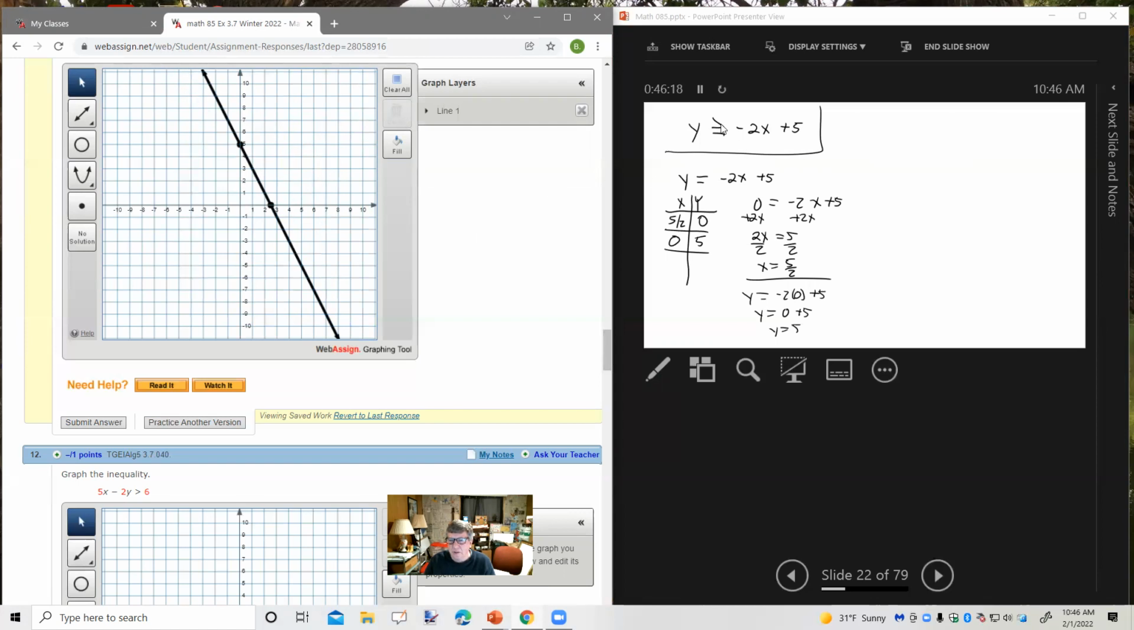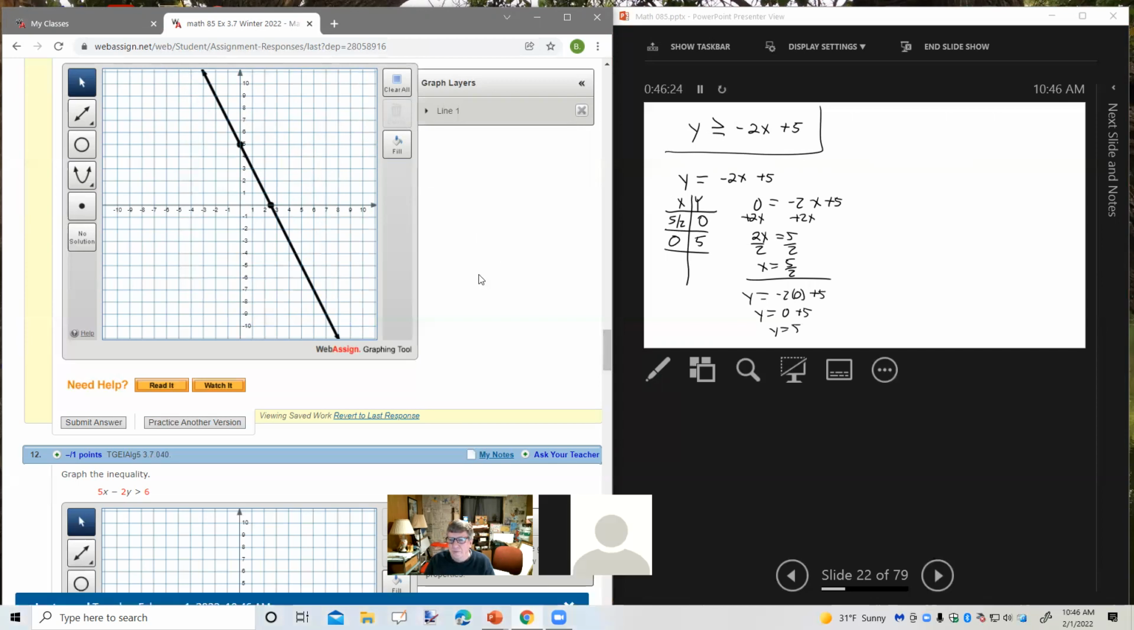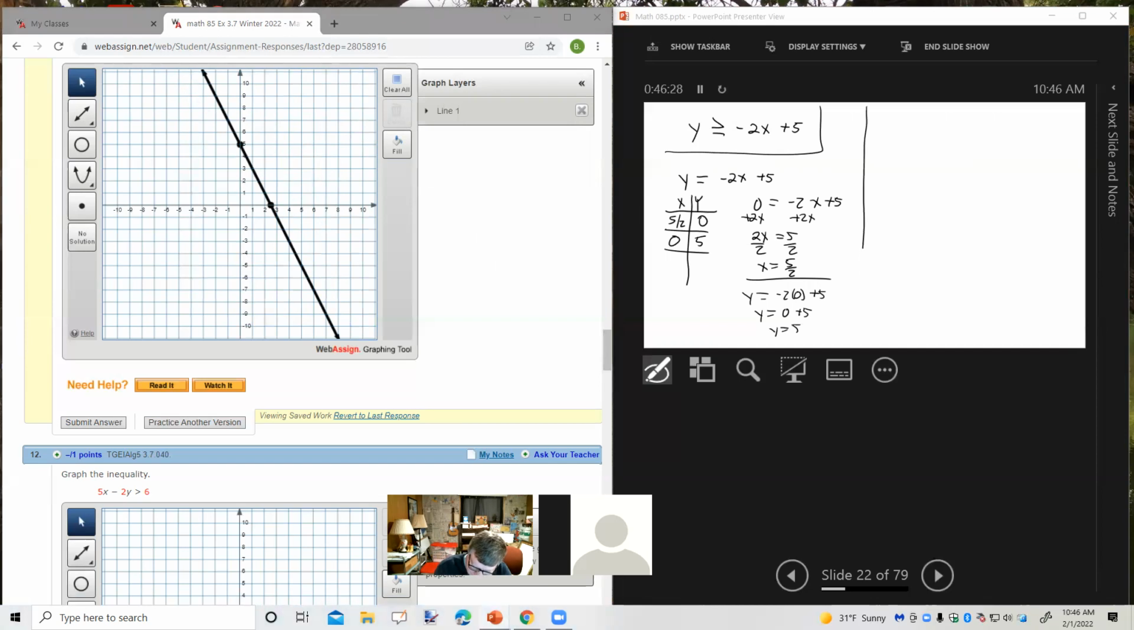Should it be a solid line or just a dashed line? Solid. Excellent. Okay. So now let's pick a test point. Tell you what, let's pick something besides 0, 0. How about let's pick 8, 1. 8, 1. Okay.